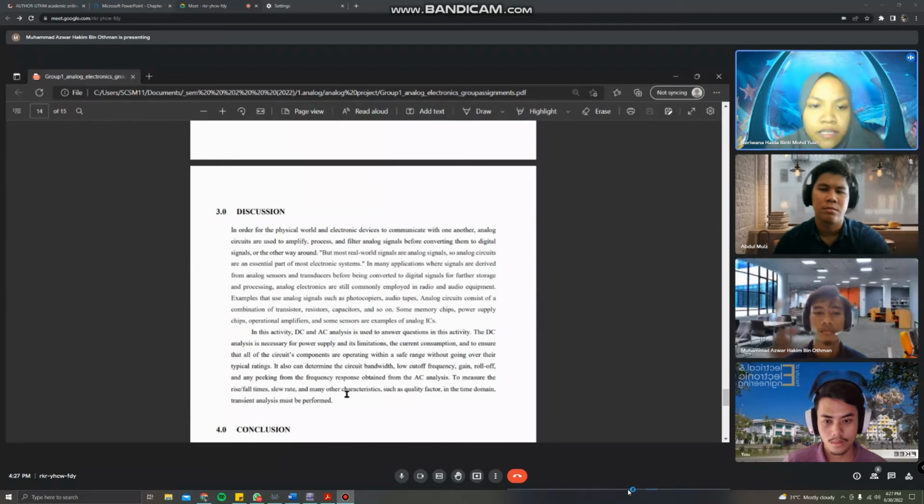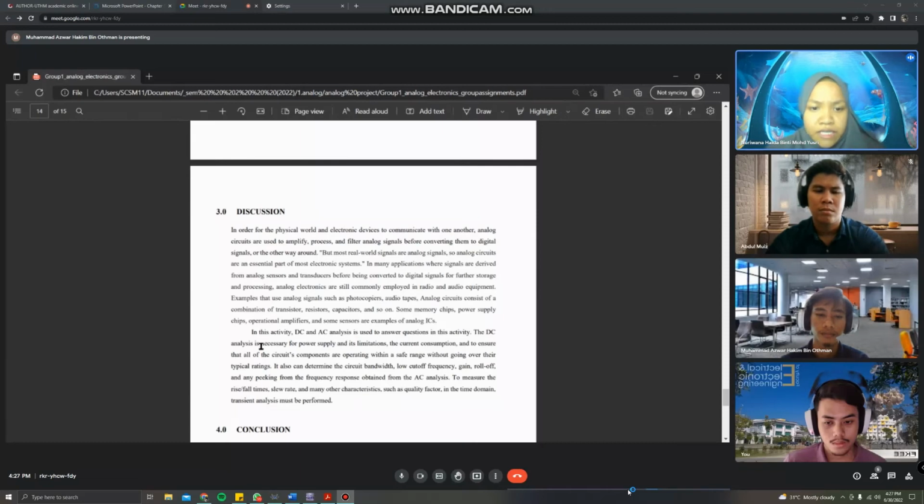In order for the physical world and electronic devices to communicate with one another, analog circuits are used to amplify, process, and filter analog signals before converting them to digital signals, or the other way around. Most real-world signals are analog signals, so analog circuits are an essential part of most electronic systems. In many applications where signals are derived from analog sensors and transduced before being converted to digital signals for further storage and processing, analog electronics are still commonly employed in radio and audio equipment.